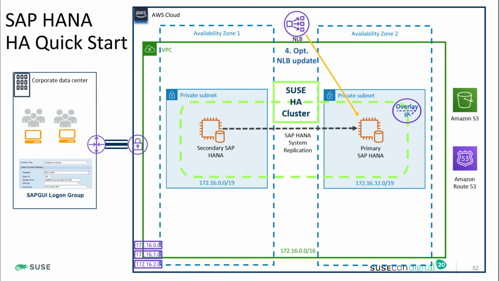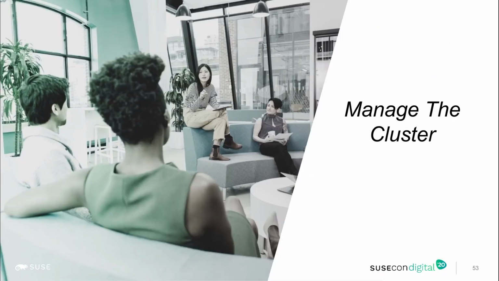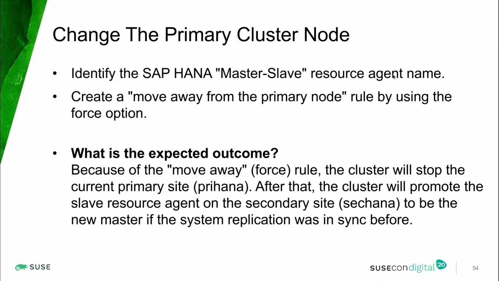The cluster starts the database on pre-HANA and joins as the secondary. In this section, I will discuss some quick tips and tricks regarding cluster management. If you need to change the primary cluster node, you need first to identify the SAP HANA Master Slave Resource Agent name. Then you need to create a move away from the primary node rule by using the force option.